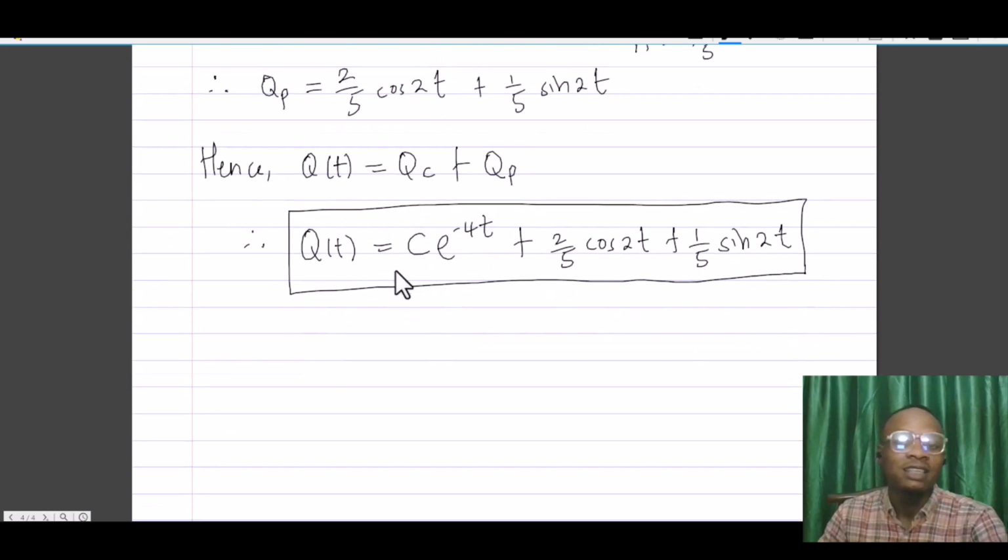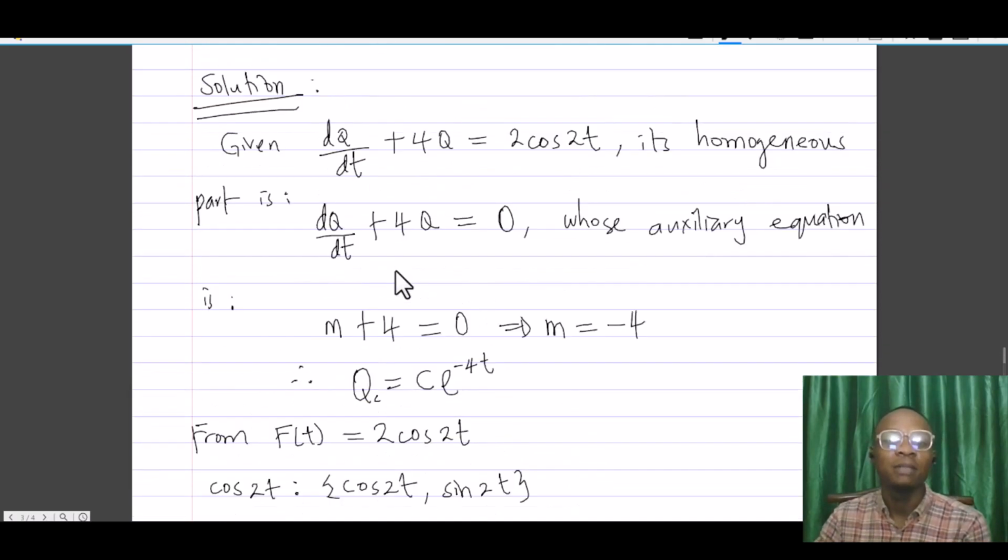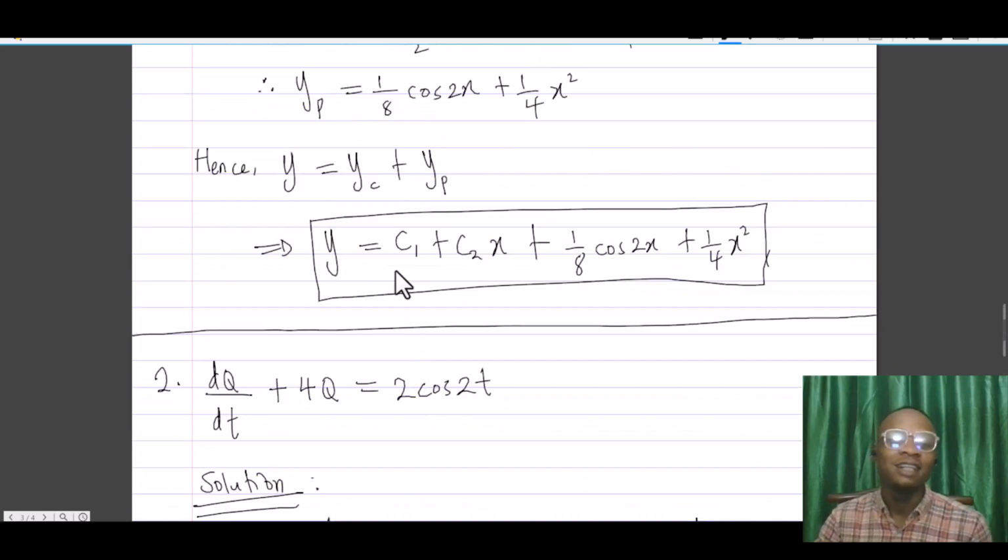So that is the usefulness, the advantage of this method of undetermined coefficients. That is the end of this lesson.